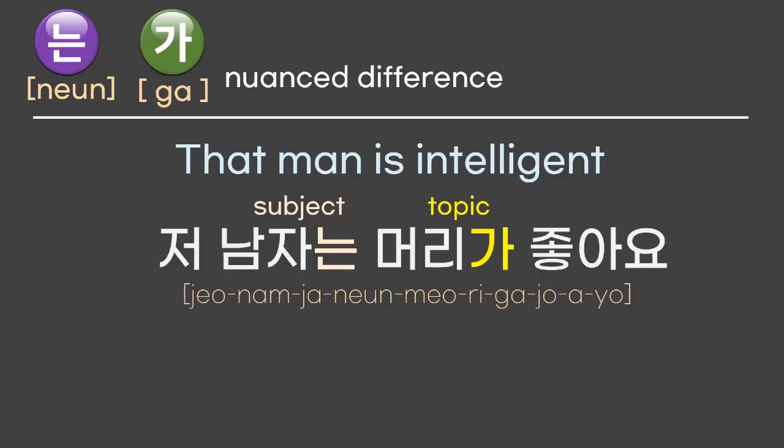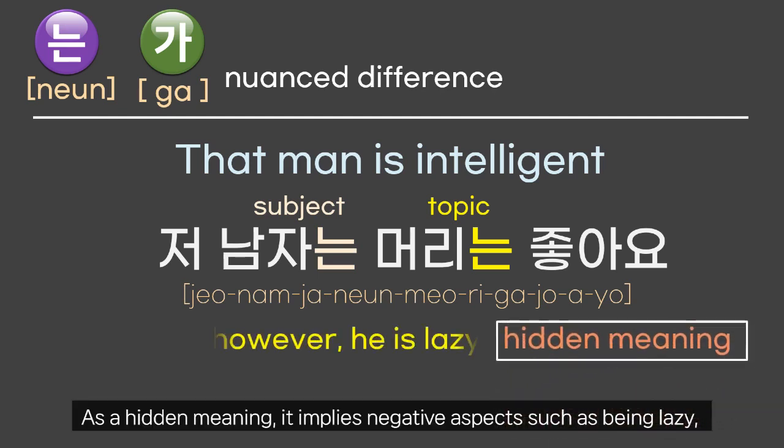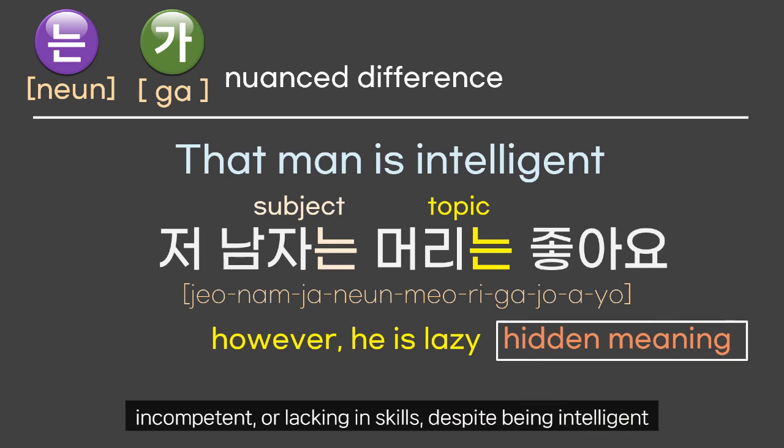That man is intelligent. 저 남자는 머리가 좋아요. 저 남자는 머리는 좋아요. As a hidden meaning, it implies negative aspects such as being lazy, incompetent, or lacking in skills, despite being intelligent.